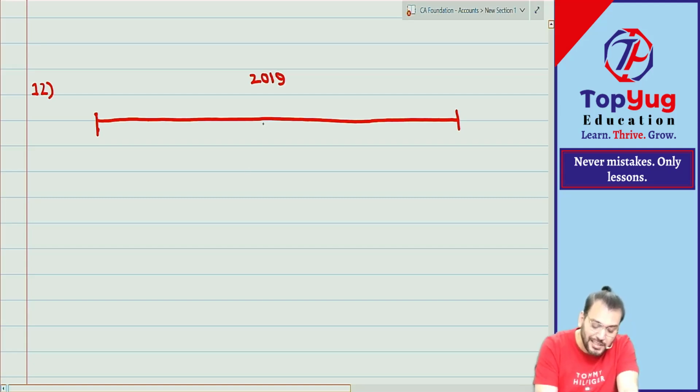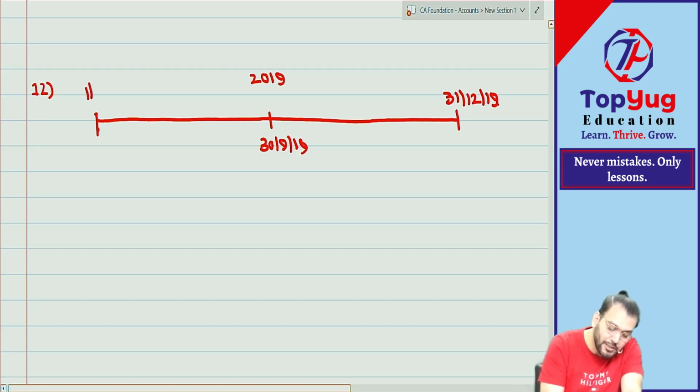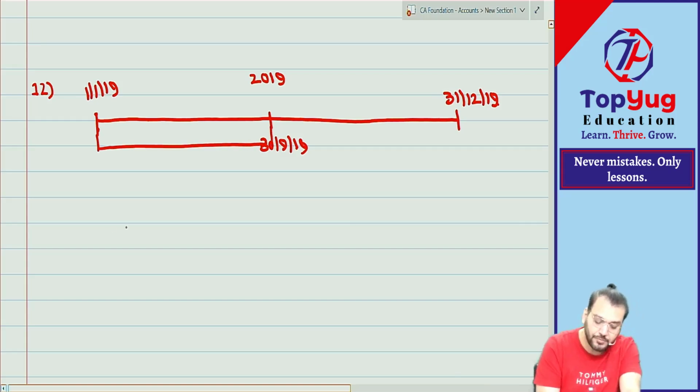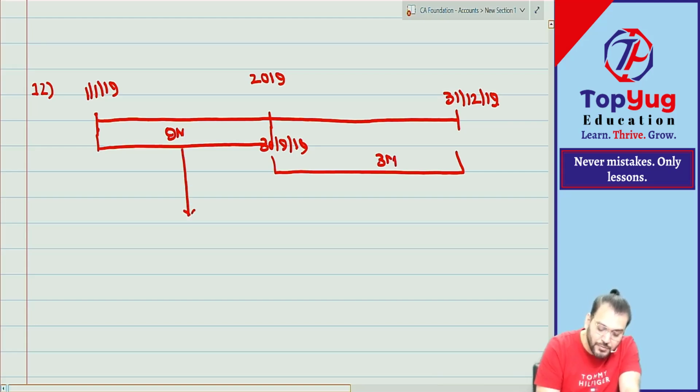2019. What is the date of death? 30th September 2019. So this becomes 31st December 2019. This becomes 1 January 2019. So how many months is this? 9 months. And this is how many months? 3 months. In the first 9 months, profit will be given on an estimated basis, meaning he is entitled to the profit of these 9 months, and for these 3 months what is required?